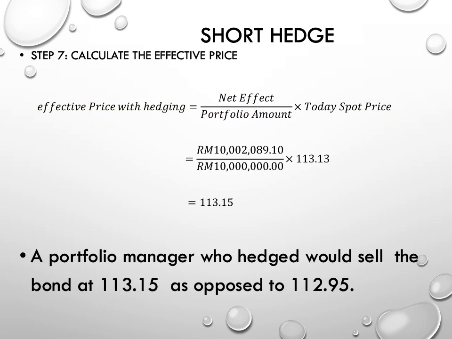The last step, you calculate effective price with hedging. So net effect divided by portfolio amount times today's spot price. So you get 113.95. When you compare with hedging, you sell bond at higher price, which is at 113.15, compared to price without hedging, which is 112.95. So in short hedge strategy, you want to maximize your selling price. So that's all for hedging strategy in FMG market.